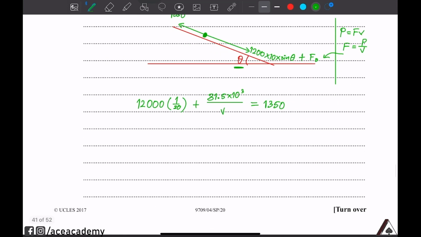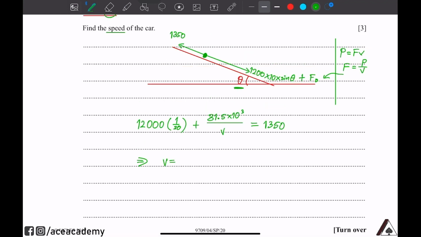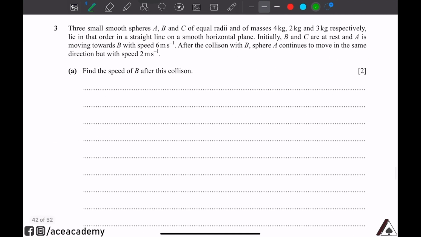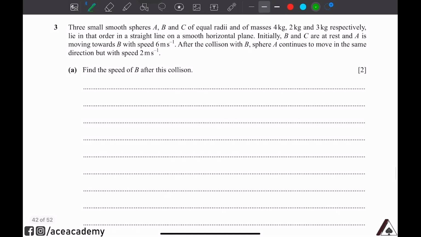And so if you work out this equation, you will get V equals 42 meters per second. Next up, they're saying that there are 3 small smooth spheres, A, B, and C, with masses 4, 2, and 3 kilograms respectively. They lie in that order on a straight line.